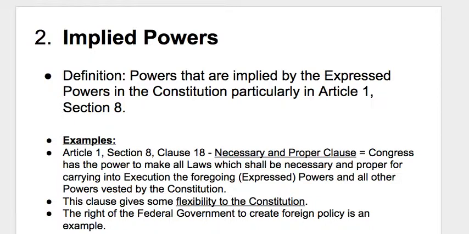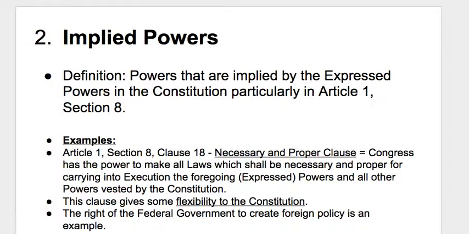Remember our Constitution: the first part is the preamble, the second part is the articles. There are 7 articles. Then after the articles are the amendments. There are 27 amendments. So Article 1, Section 8, Clause 18 talks about the necessary and proper clause. It says that Congress has the power to make all laws which shall be necessary and proper for carrying into execution the foregoing express powers and all other powers vested by the Constitution.